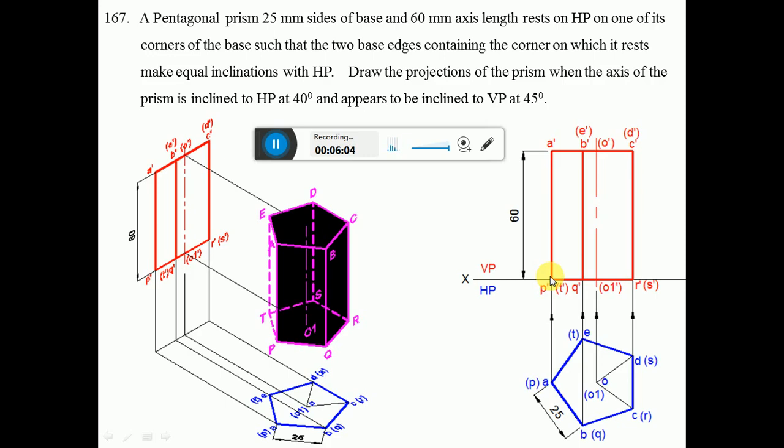Two base edges containing the corner make equal inclinations, meaning that since the corner is P, the two base edges containing the corner are PT and also PQ. So these two edges make an equal inclination. That means PT with respect to the vertical line and PQ with respect to this vertical line are going to have equal angles. That is the reason why he says two base edges containing the corner on which it rests make equal inclinations.